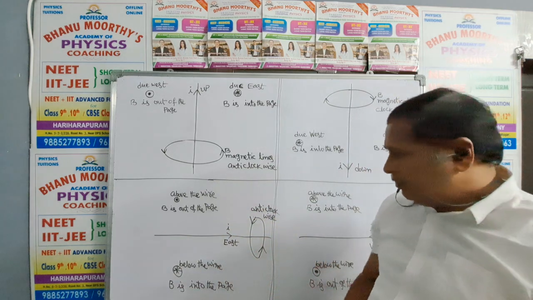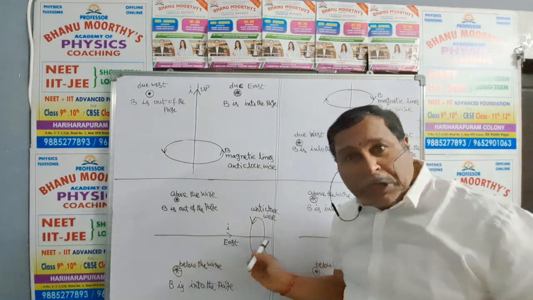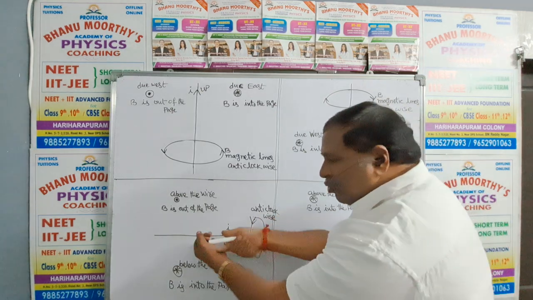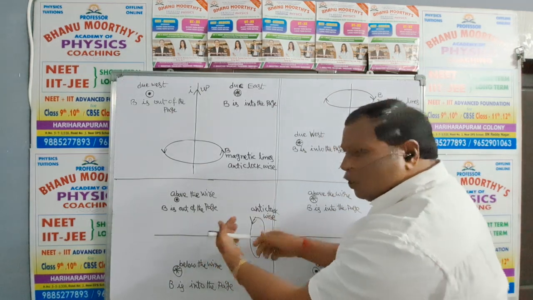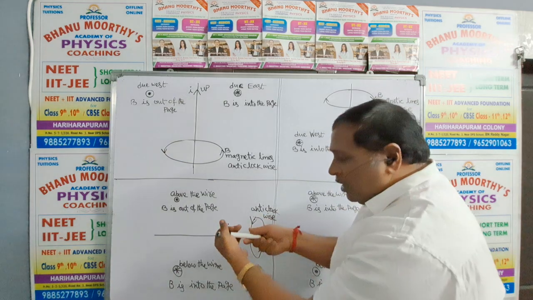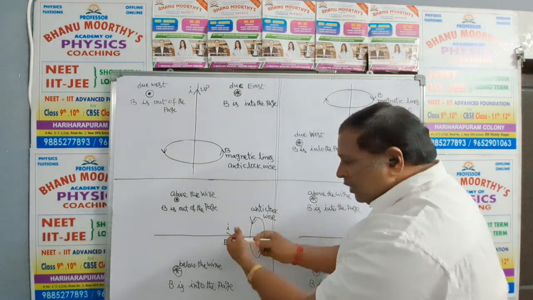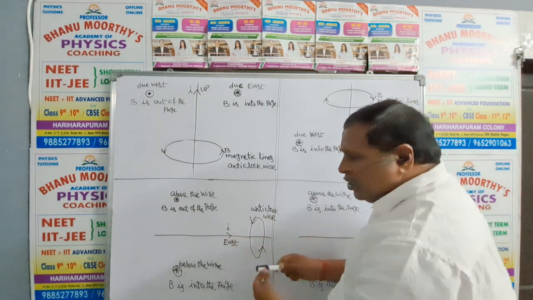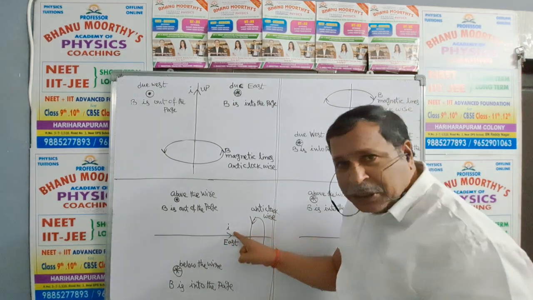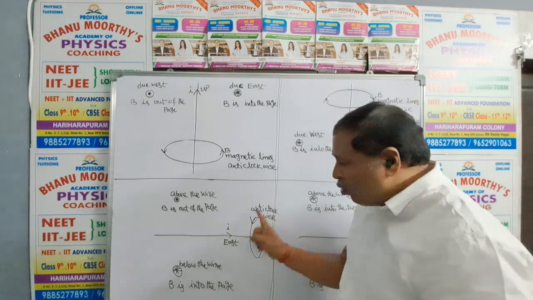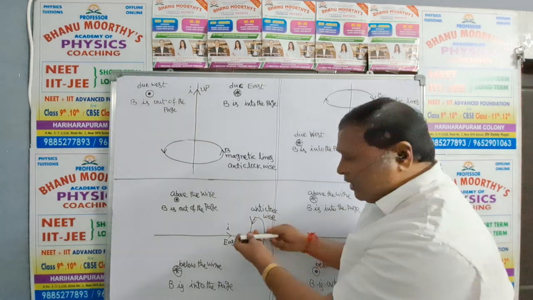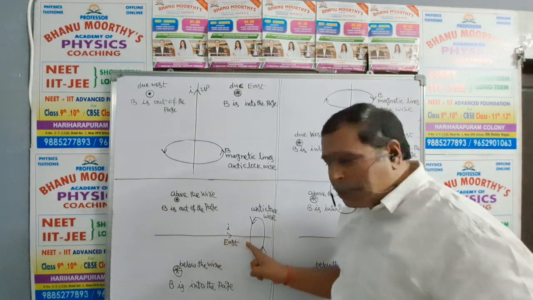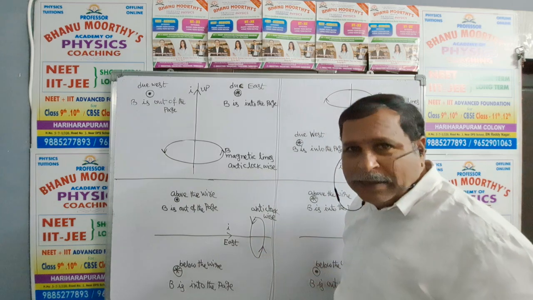Next case is the case of a horizontal wire, where current is going towards east. So if the current is going towards east, the screw drive, this is the screw rule. If the screw is rotated in this direction, in the anti-clockwise direction, the screw is coming towards east. So the motion of the screw represents the direction of current, and the rotation of the screw represents the magnetic lines of force. So if the current moves in the east direction, magnetic lines of force are anti-clockwise.